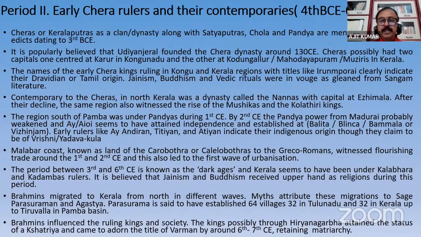Now coming to the second period, Cheras or Keralaputras as a clan or a dynasty, along with Satyaputra, Cholas, and Pandyas, are mentioned in Ashokan edicts dating to around the 3rd century BCE. When they are mentioned in Ashokan inscriptions, they have attained the status of a chieftaincy or a kingship or a clan, which was important even for Ashoka to acknowledge as a southern neighbor.